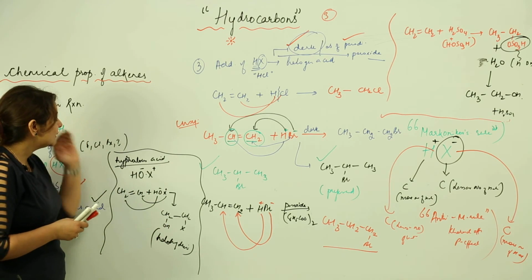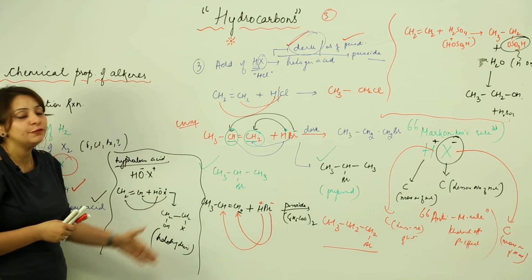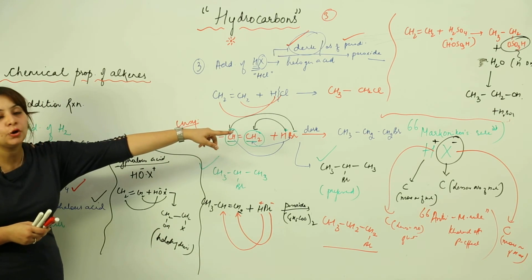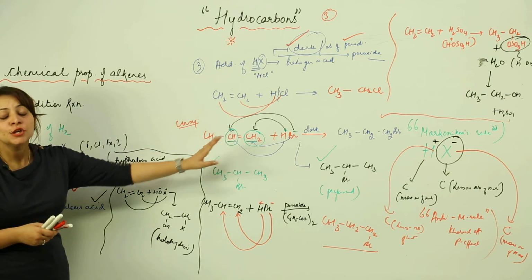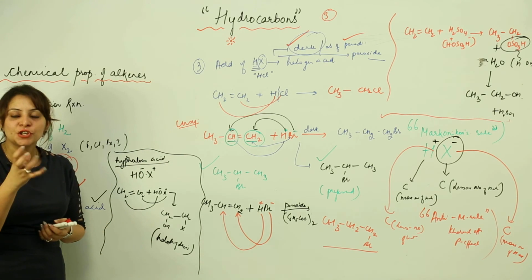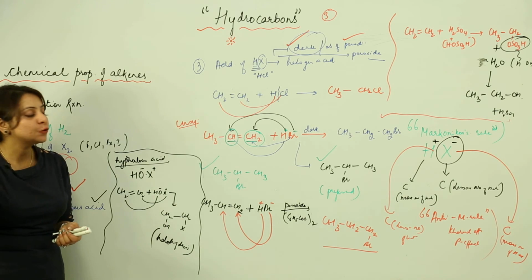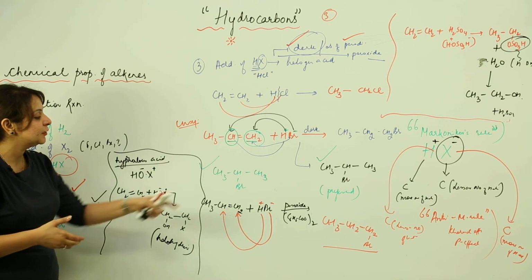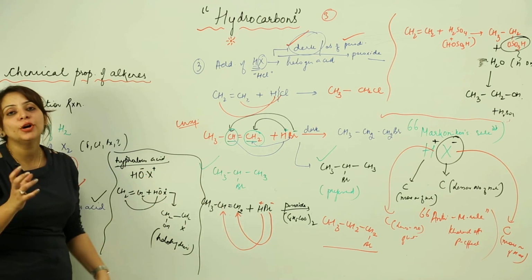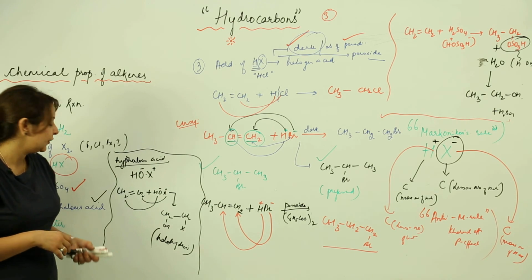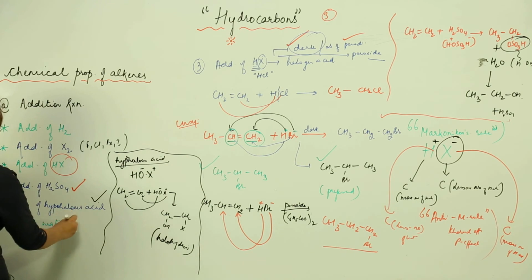And if you get an unsymmetrical alkene, this will follow the same rule, that is Markovnikov's rule, that we did for HBr. So whenever you are adding any substance which contains a positive and a negative part, you need to follow Markovnikov's rule. But when the addition is in the presence of peroxide for HBr, you are going to use the anti-Markovnikov's rule, right? So next is addition of water.